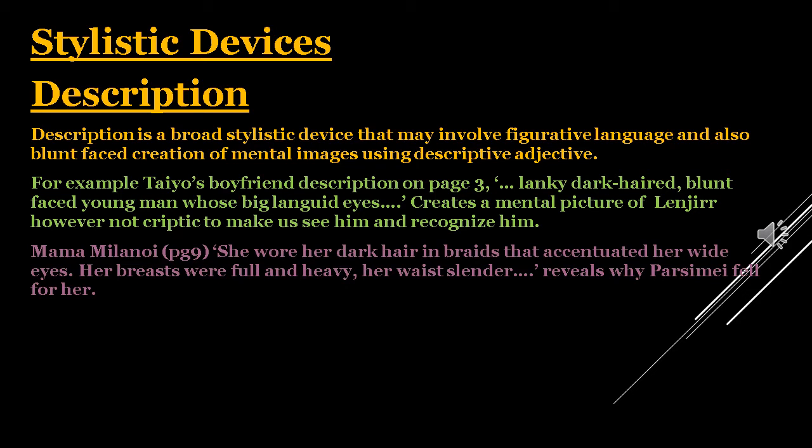Mama Milanoi on page 9. She wore her dark hair in braids that accentuated her wide eyes. Her breasts were full and heavy, her waist slender. The description right there reveals why a person may feel something for her or love her. In other words, some specific words can be used to describe a situation or a person, and this helps us as the reader to create that mental picture at the back of our mind of whom or what the figure that is referred to would possibly look like.